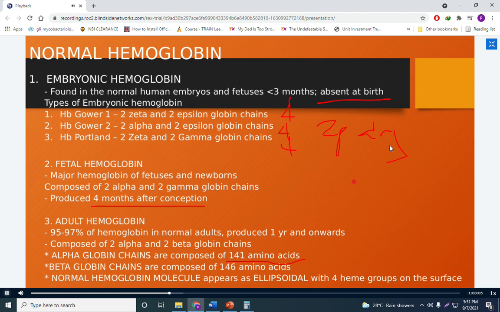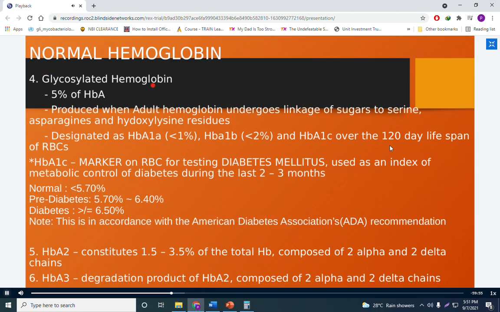Wala naman nagkamali doon sa quiz niya kahapon sa shape ng ano. Wala naman sumagot ng oblong, wala naman sumagot ng ano, so very good. Okay, let's go to another form of your adult hemoglobin class.